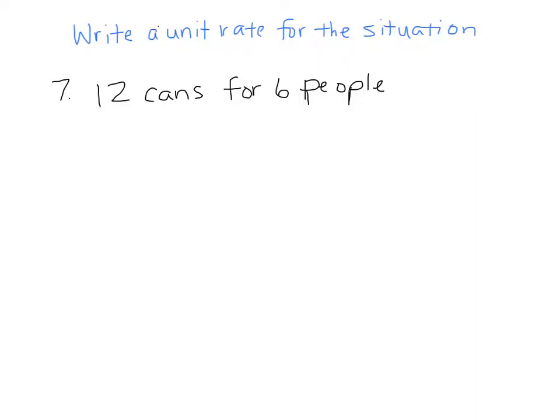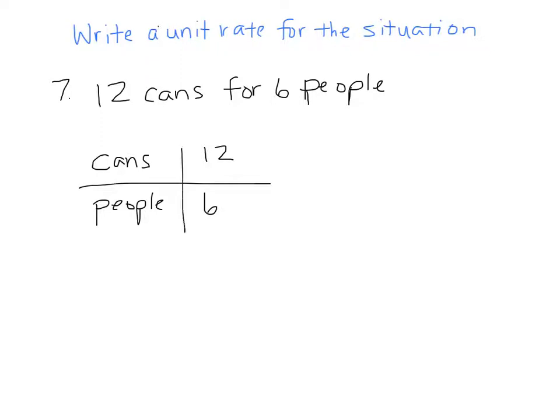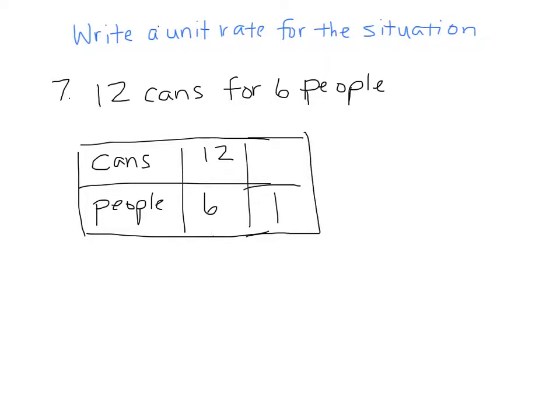For this unit rate, I have 12 cans for 6 people. I want to know how many it would be for 1 person. So I'll start with cans, and then people. I've got 12 cans, 6 people. To get to my unit, I would have to get to 1, divide that out by 6, do the same thing up top. That means I would have 2 cans per person.